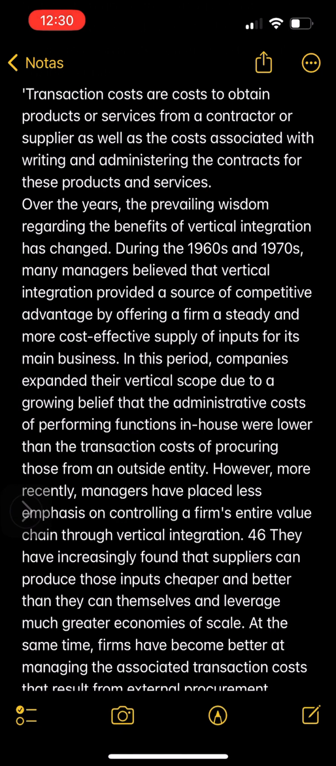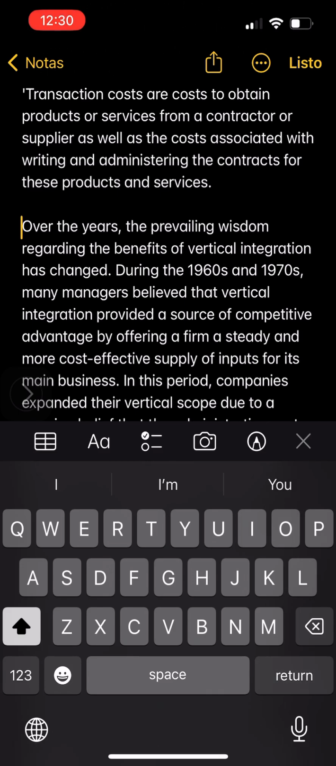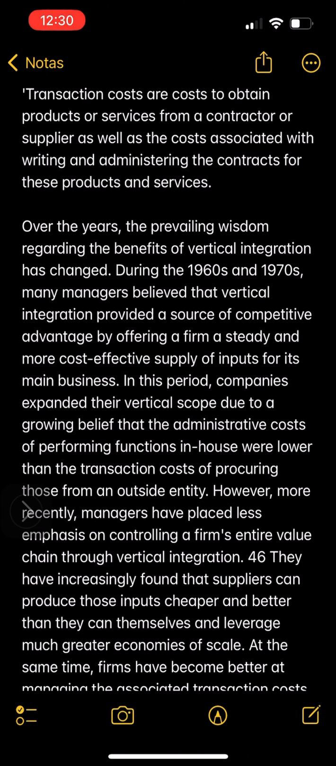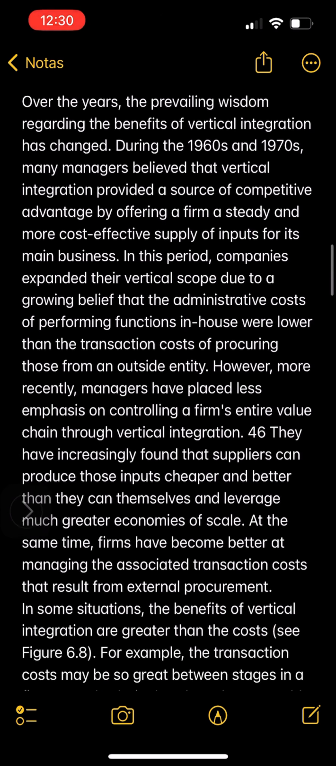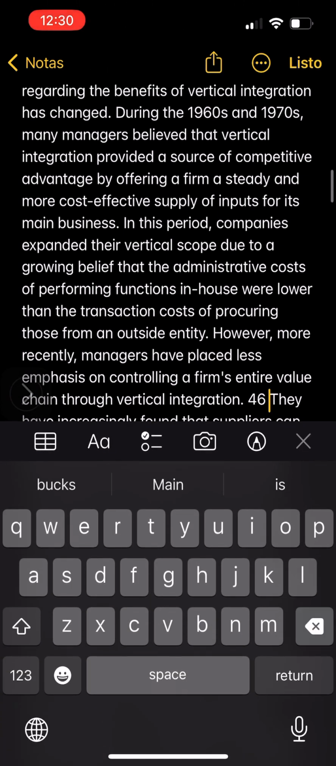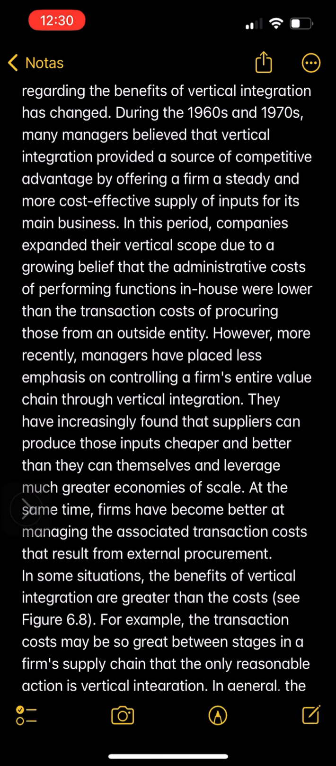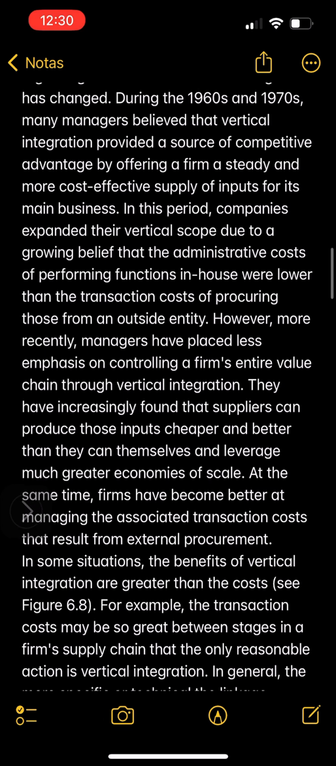In this period, companies expanded their vertical scope due to a growing belief that the administrative costs of performing functions in-house were lower than the transaction costs of procuring those from an outside entity. However, more recently, managers have placed less emphasis on controlling a firm's entire value chain through vertical integration. They have increasingly found that suppliers can produce those inputs cheaper and better than they can themselves and leverage much greater economies of scale. At the same time, firms have become better at managing the associated transaction costs that result from external procurement.